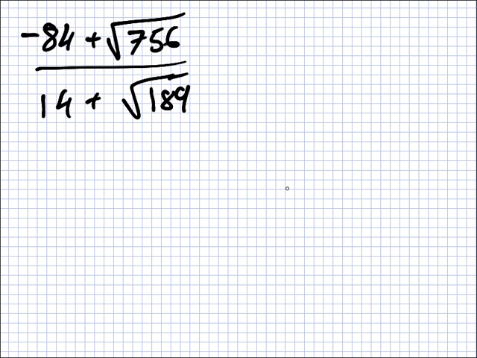So the first thing I need to do is have a look at 756. What can I do with that? Multiply seven by the 14? You can do 14? No, not 14. The square root of 189 minus 14.